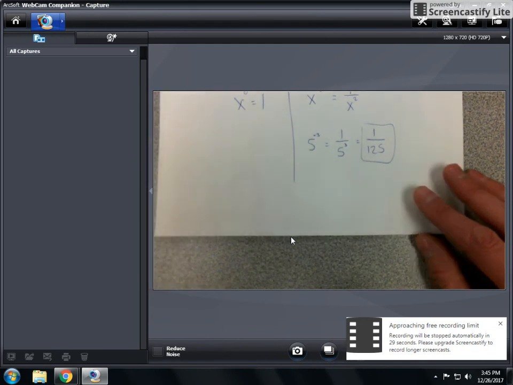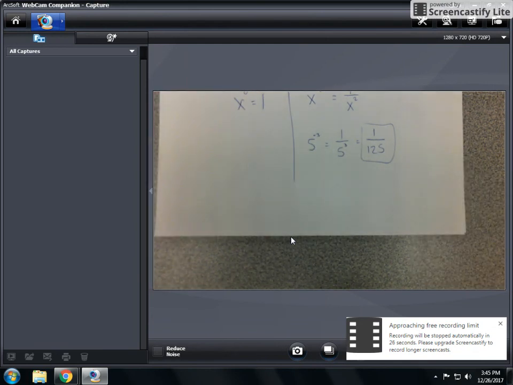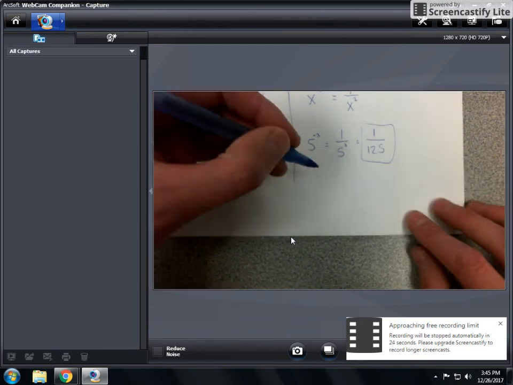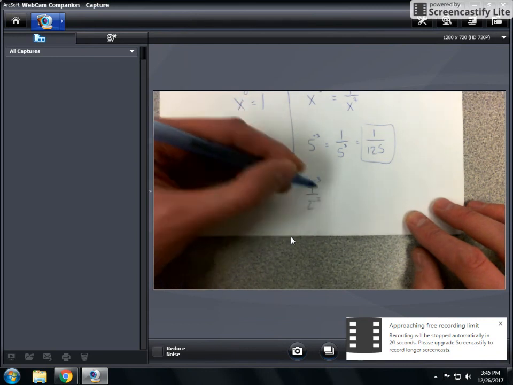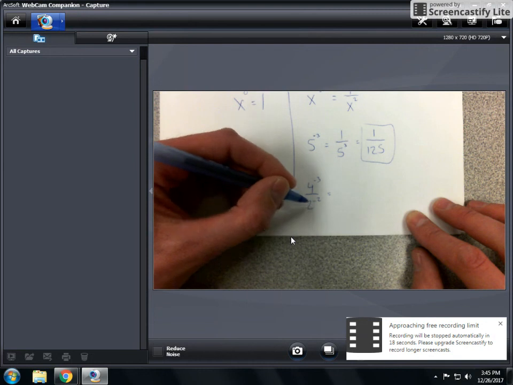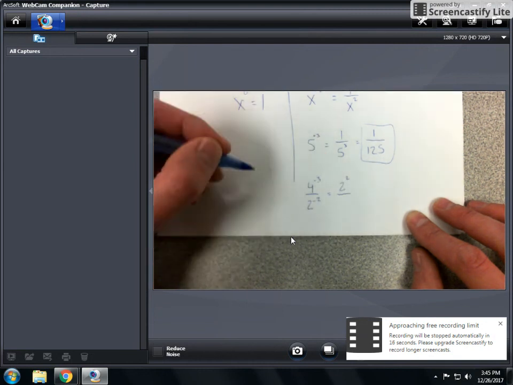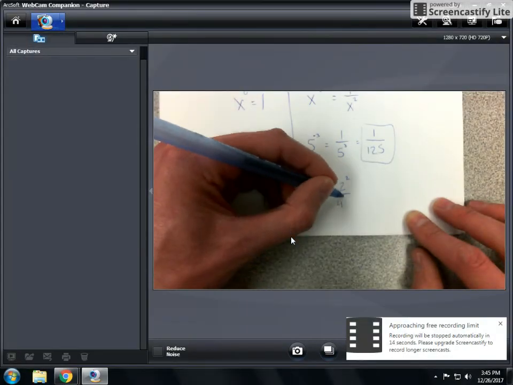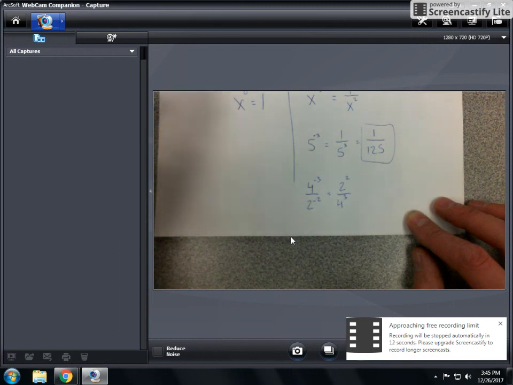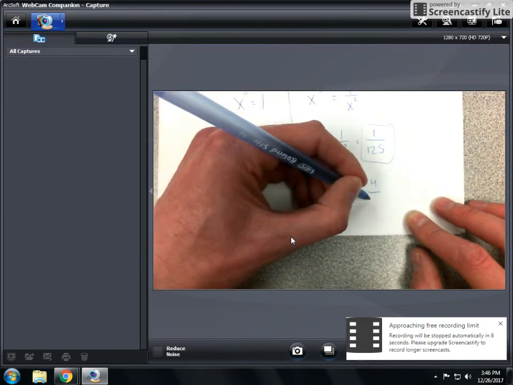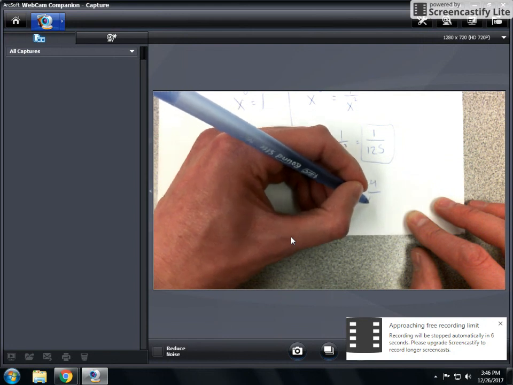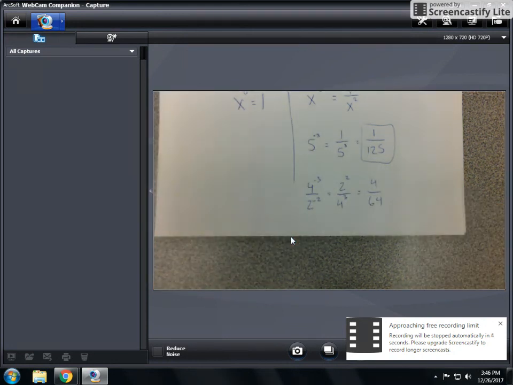To expand on that, I've got 20 seconds here really quick. If you have 4 to the -3 over 2 to the -2, a negative in the denominator will flip it to the numerator. A negative in the numerator flips it to the denominator. And then 2 squared is 4. 4 to the 3rd power is going to be 64, I believe. And then we can reduce it, but that'd be it.